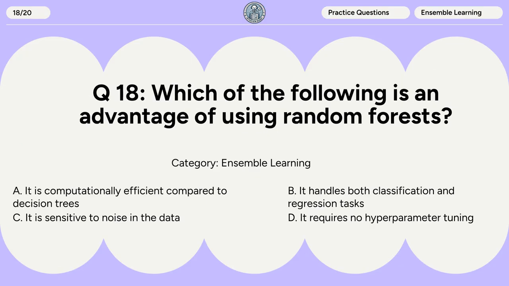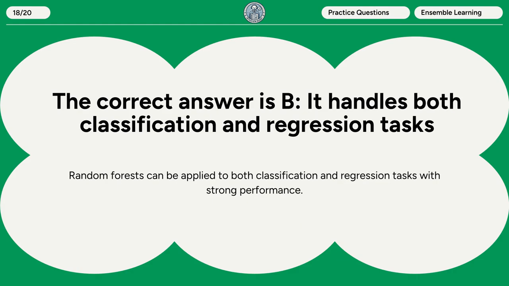Question 18. Which of the following is an advantage of using random forests? A. It is computationally efficient compared to decision trees. B. It handles both classification and regression tasks. C. It is sensitive to noise in the data. D. It requires no hyperparameter tuning. The correct answer is B. It handles both classification and regression tasks. Random forests can be applied to both classification and regression tasks with strong performance.